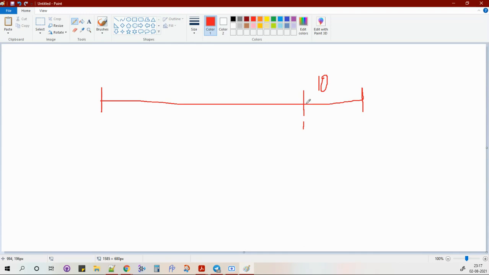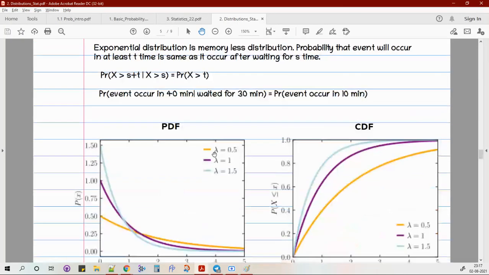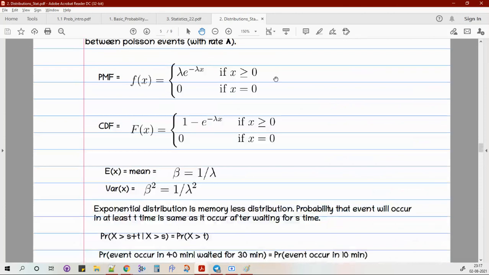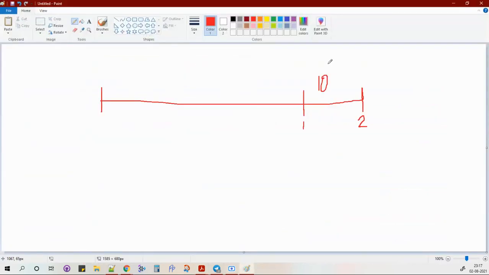Now I ask what is the probability, or likelihood, that you will get the next call in 10 minutes. You will work it out using the pdf, cdf, or the formula, so there is some value here. Now this is 30, and this total is 40. Let's assume you are here and I'm asking you what is the probability that you will get the second call in 40 minutes.